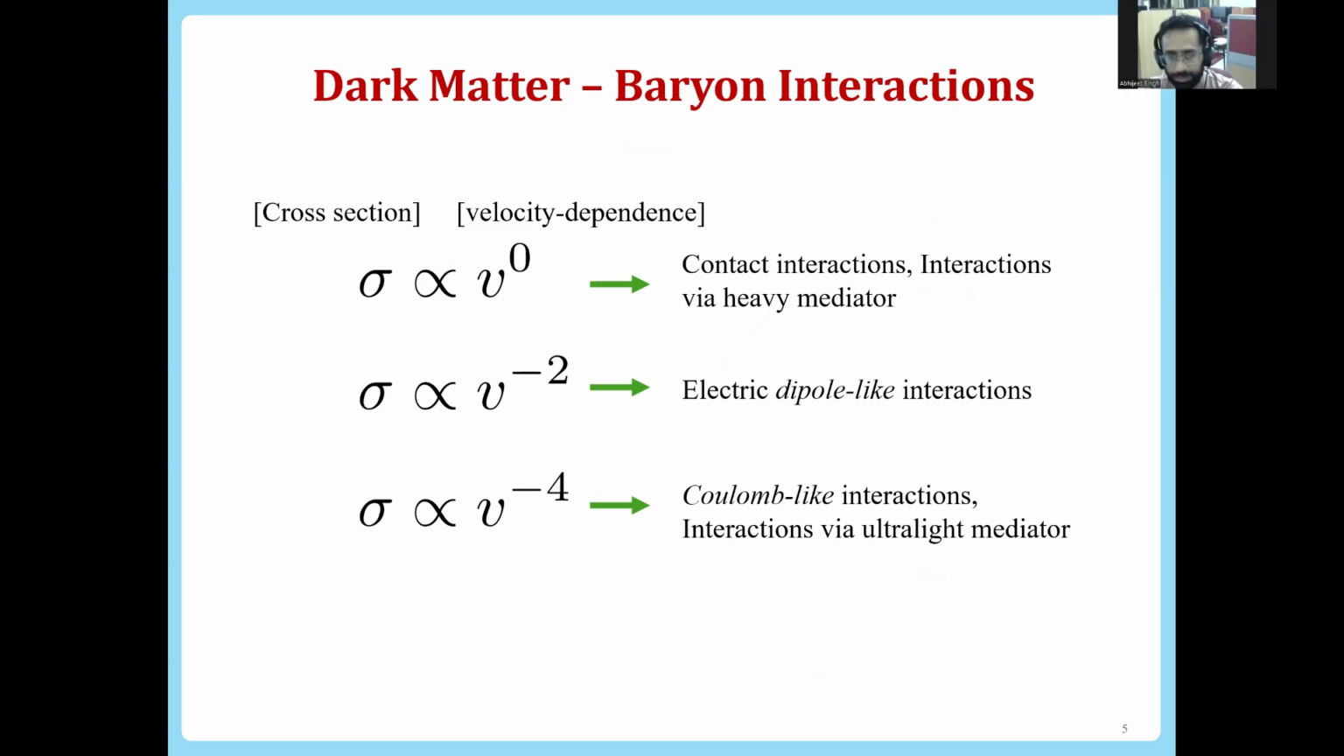For a broad class of particle physics models, this cross-section often has a power law dependence on the relative velocity of the incoming particles. Although this power law index could be various, we are interested in this work at three different velocity dependencies, that is v to the power 0, v to the power minus 2, and v to the power minus 4, corresponding to contact interactions, electric dipole-like interactions, and Coulomb-like interactions, respectively.